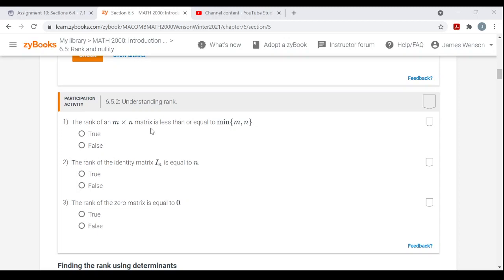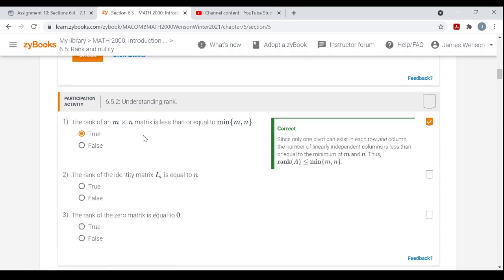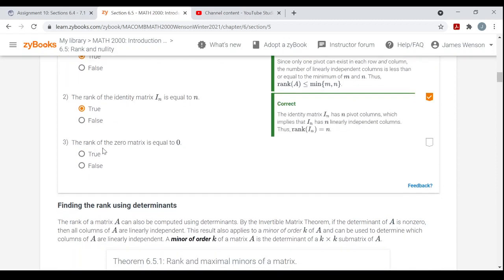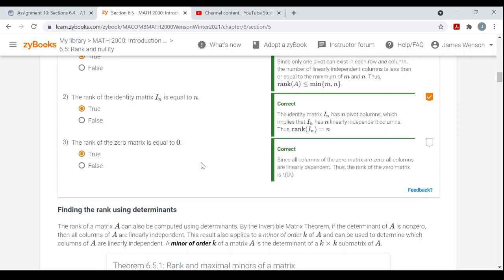The rank of a matrix is going to be less than or equal to the smaller number of the row number or the column number. This is a true statement. It can't be any bigger than the smaller of the two. The rank of the n by n identity matrix is equal to n, yes. All n columns would be pivot columns. The rank of the zero matrix is equal to 0, yes. Remember, a zero matrix is just a matrix where every single entry is a 0. So no pivots at all, no leading ones in any row or column. So this is also true.